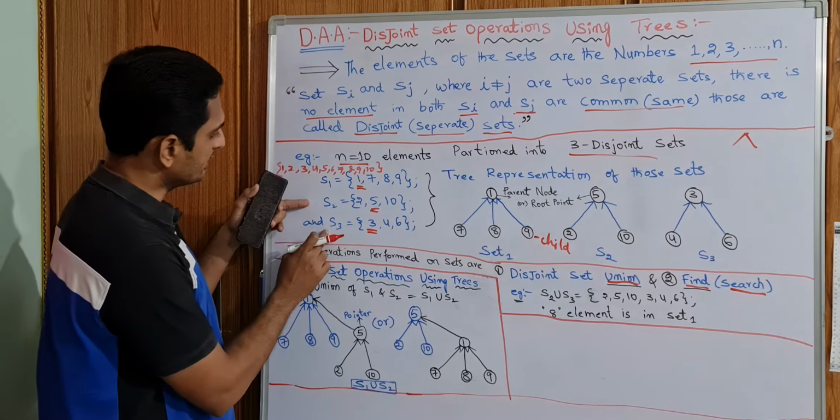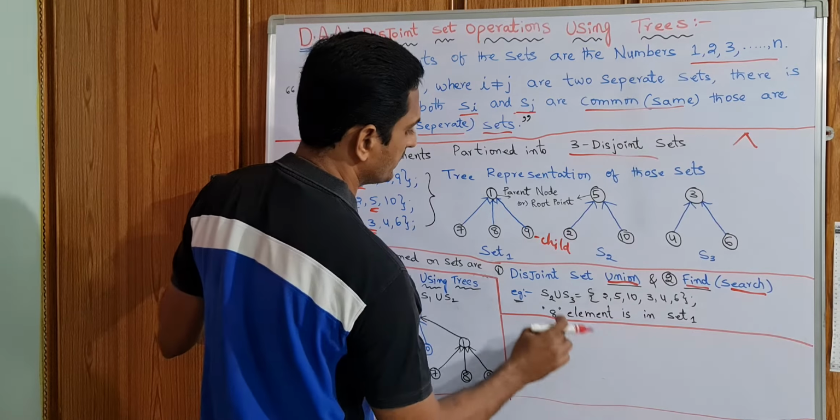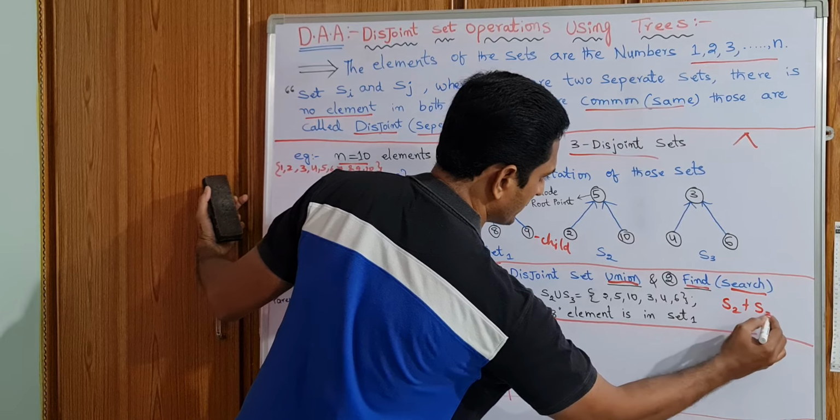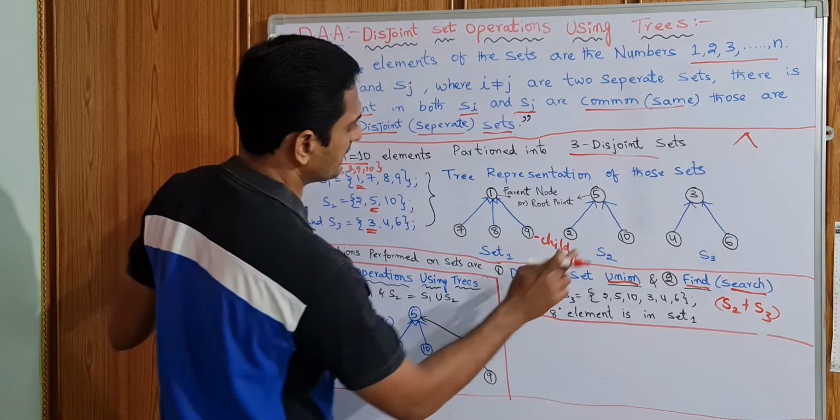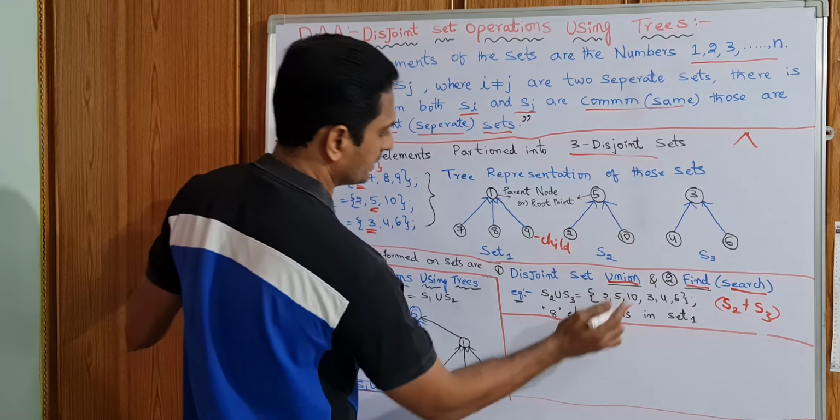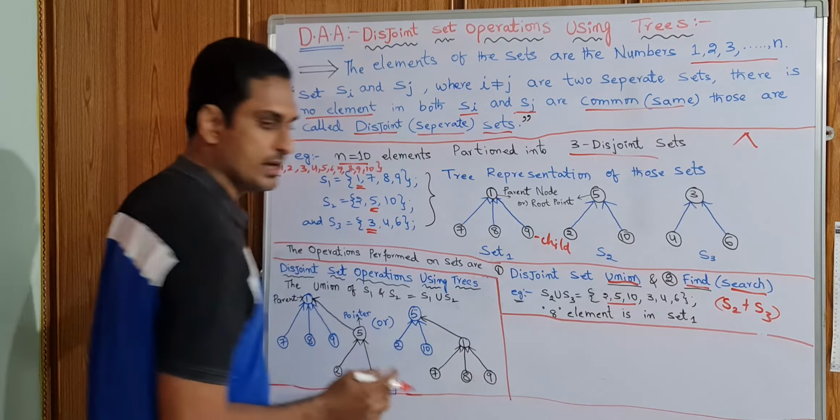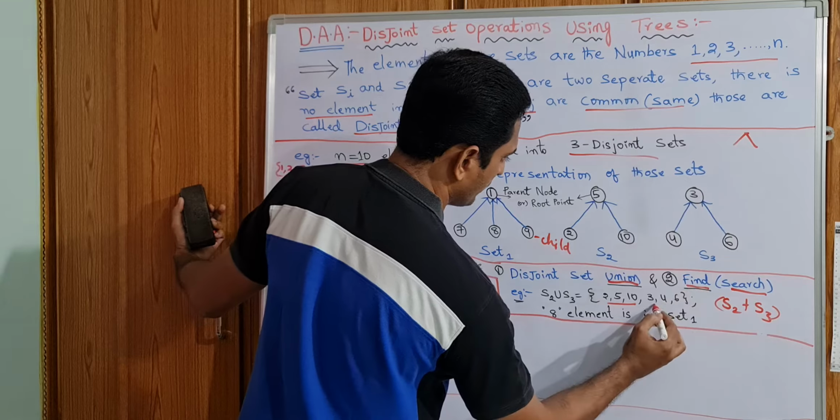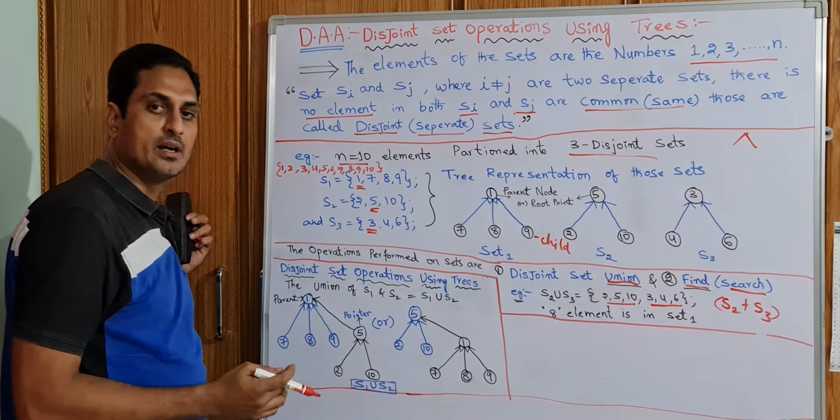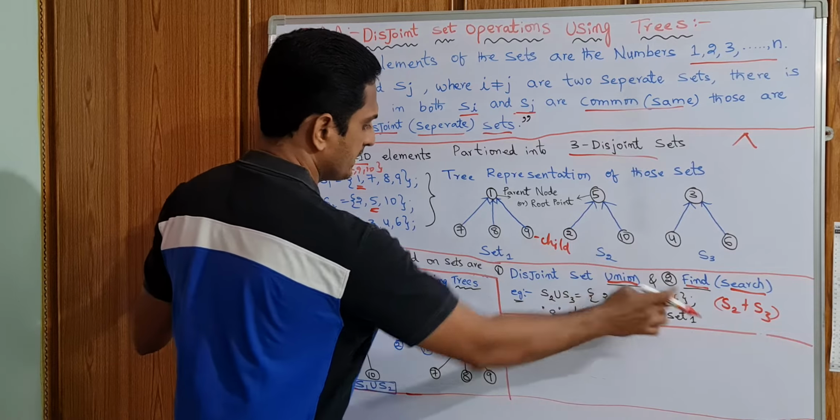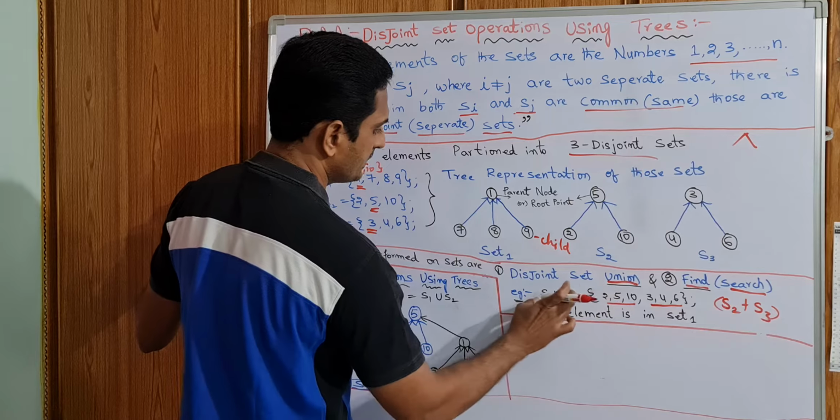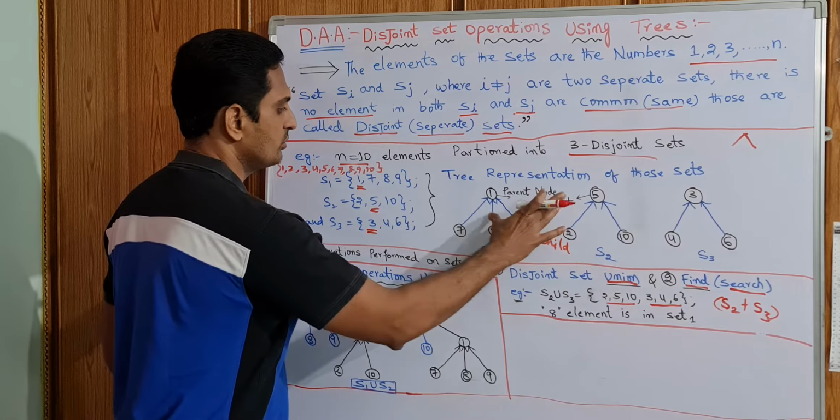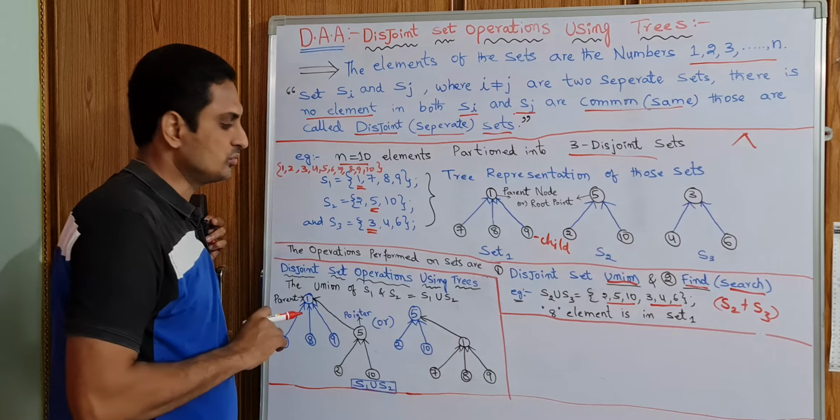Here we have S2 and S3, and now we will mix the elements. S2 union S3 is nothing but S2 plus S3. The elements in S2 are 2, 5, 10, and the elements in S3 are 3, 4, 6. This is S2 union S3. Similarly, S1 union S2: you join these two, combine these two.